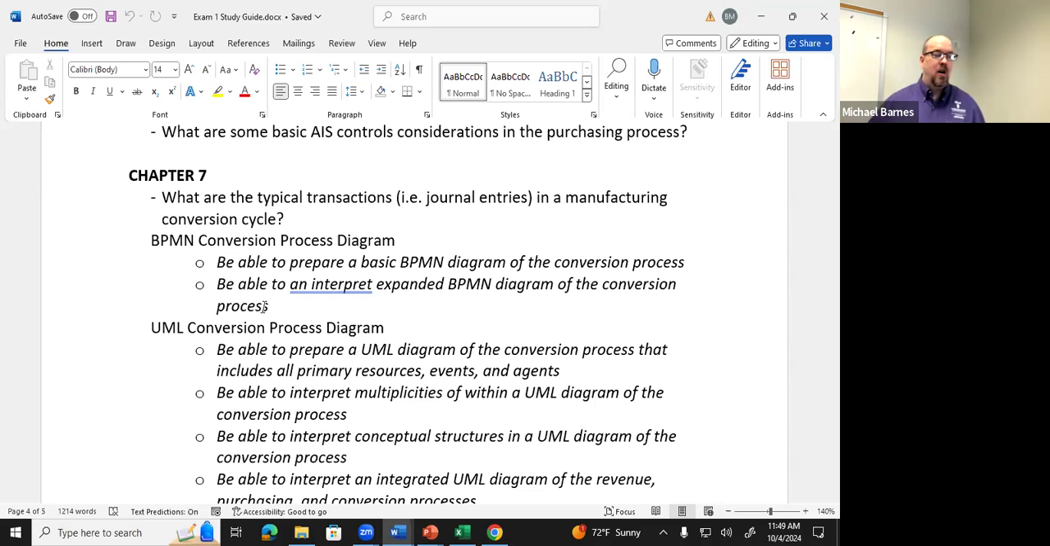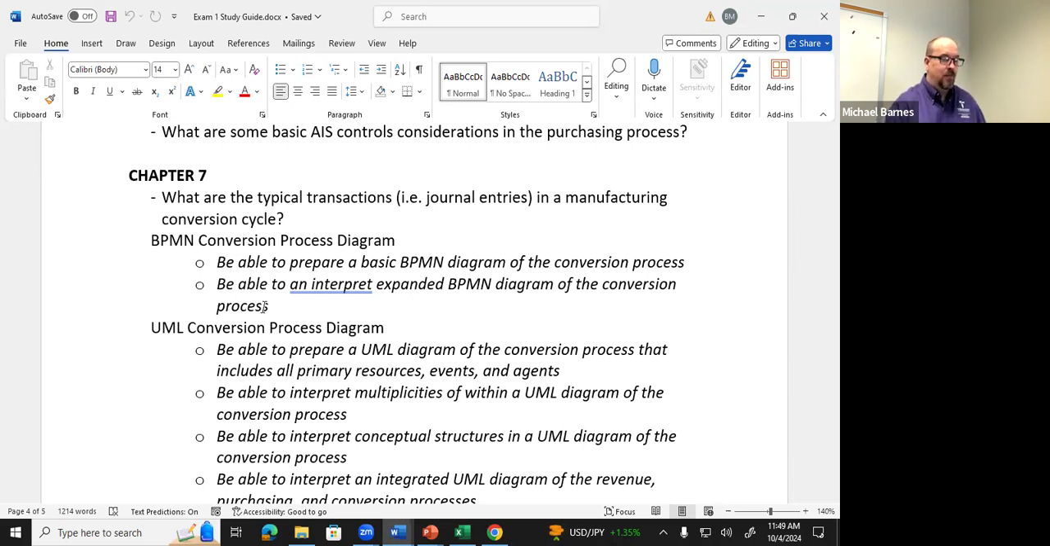Okay. Part of the reason for this is because you do need to be able to prepare a basic BPMN diagram of the conversion process. If you don't know what the journal entries look like, you can't tell me transaction recognition points in the conversion diagram. So you probably need to be familiar with that. That's the only reason I'm telling you, make sure you're familiar with the journal entries for this process area.